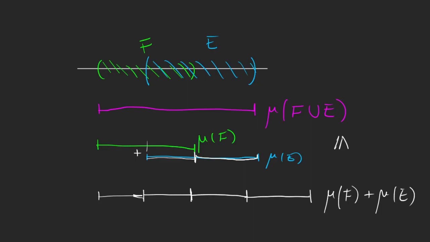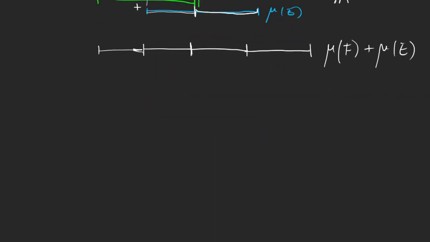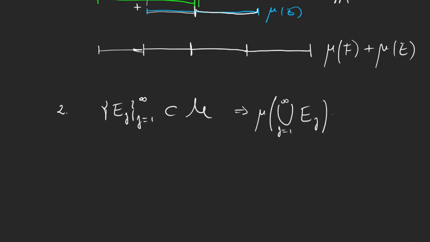So it makes sense, this property, but if F and E were disjoint, then we would just have equality because mu is actually a measure. Okay, let's prove it. I'm going to write again what we want to prove. We have a sequence, E sub j, from j equals 1 to infinity. It's a countable sequence in our sigma algebra. And we want to prove that the measure of the union is smaller than or equal to the sum of the measures.